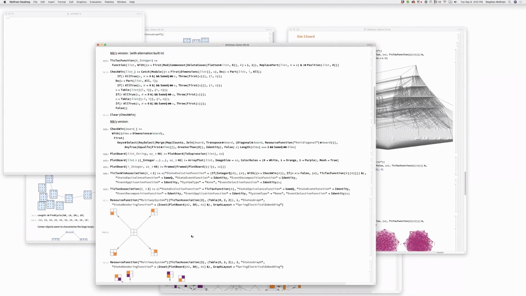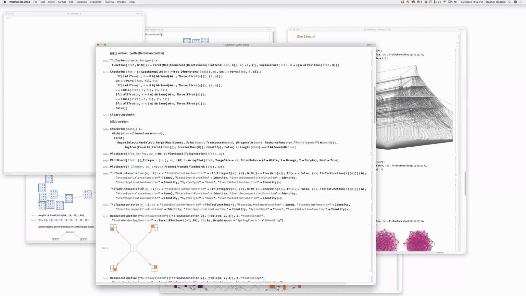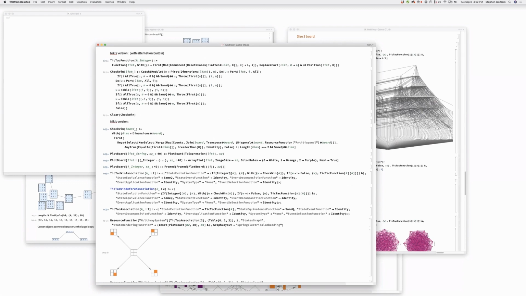So what we need to do here is back over here, tic-tac win association. Okay, so this is saying the state evolution function. Oh gosh. Okay, this needs to basically map itself over the tic-tac function, and not return something which is a win state. Do you understand what I'm saying?